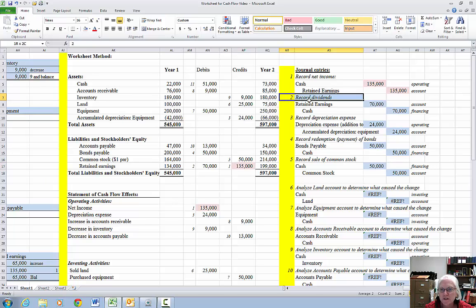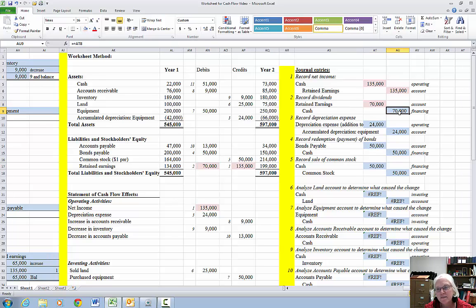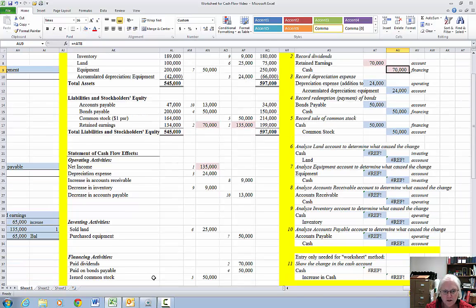To record our dividends, I'm going to debit retained earnings for 70, and I will credit cash in the financing section down here for 70. See, it's working just like the other one.